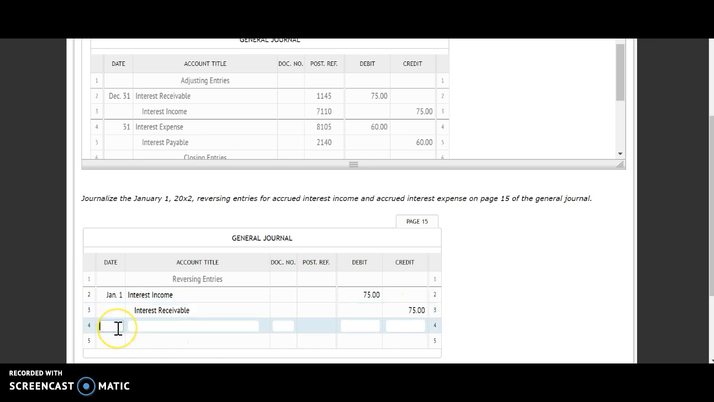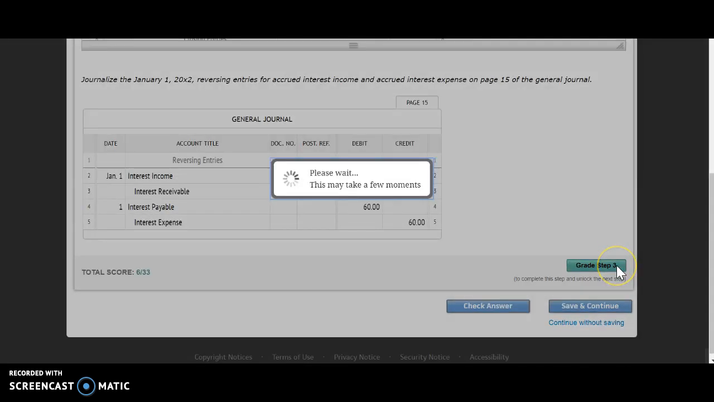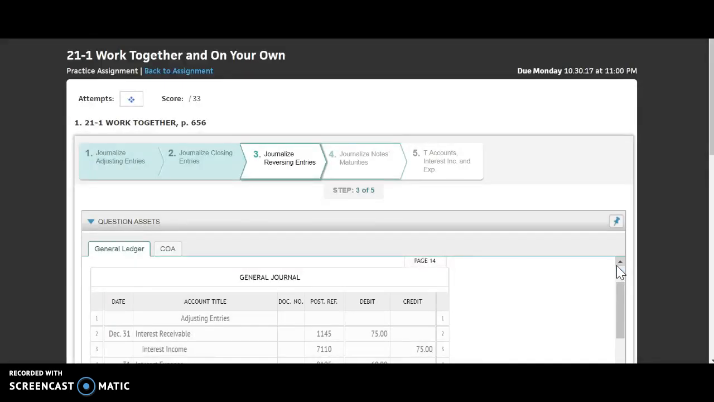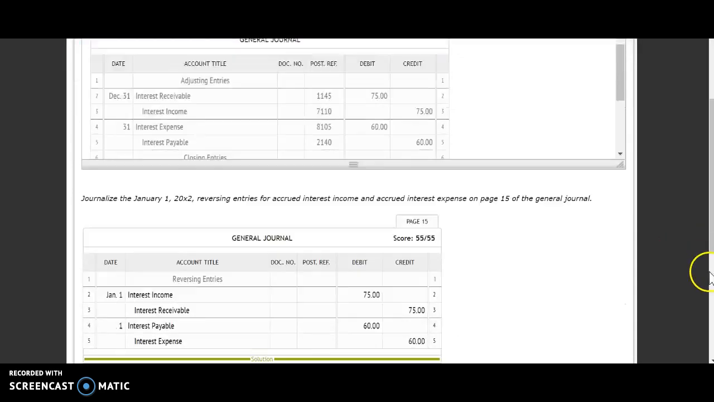Okay, I'm going to do one more transaction. Again, it's on the 1st. This time I'm going to reverse this transaction here. So I'm going to debit interest payable for $60, and I'm going to credit interest expense for $60. Okay, grade step 3. And we can move on then to step 4.